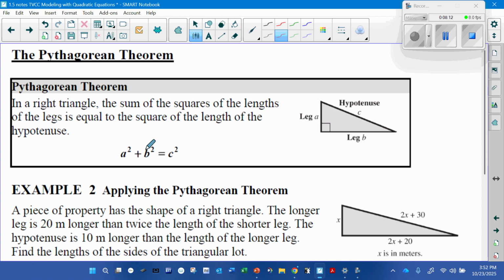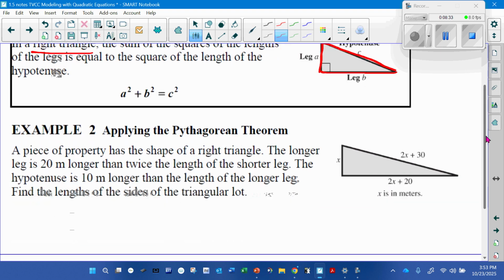So you have a squared plus b squared equals c squared. It only works on right triangles. It doesn't work on any other triangle. You have to have a right angle for it to work. So you have your a and your b, which are your legs. The hypotenuse is your c. It's always going to be the slanted side. It's always the longest side.